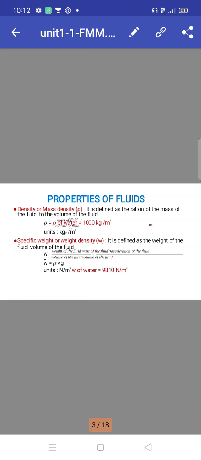The unit for mass is kilogram, the unit for volume is meter cube. So the unit for density or mass density is kg per meter cube.